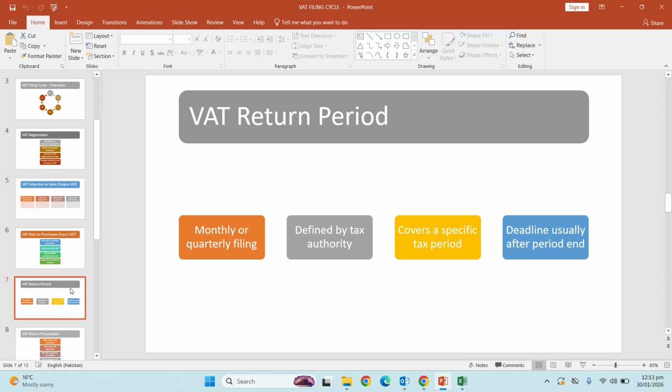So here is the VAT return period. VAT returns are filed for specific tax periods, which may be monthly or quarterly, as decided by the tax authority. Each return includes transactions that occurred during that tax period and must be filed within the prescribed deadlines.